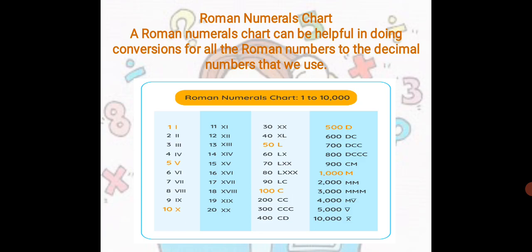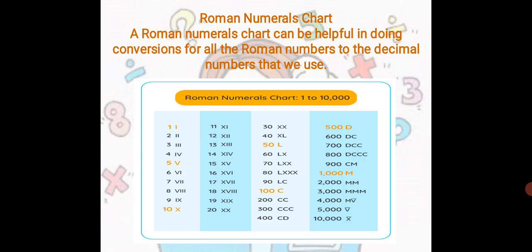I am repeating you from 4000. Initially what I told about 4000 and 5000, that was a wrong statement. 4000 is M and V bar, not only a single V. Initially I have told you that was wrong.